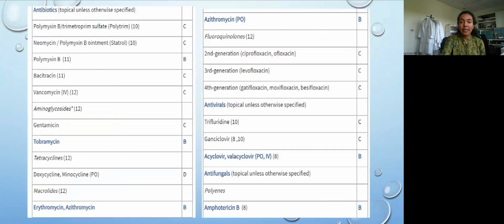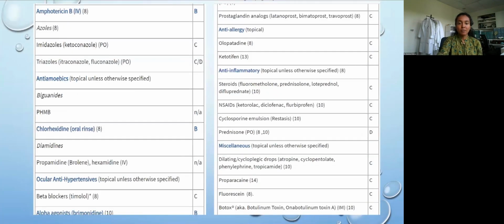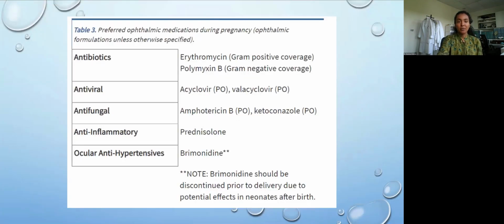So again, the link is here, but these are medications. As you can see, most medications are category B, C, D, and again, you can use that resource to look at this list. And again, these are drugs which you should be careful in using for pregnant women. And these are preferred drugs that you can use during pregnancy.